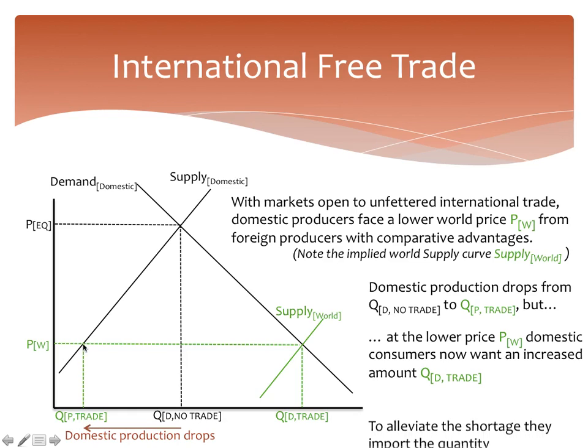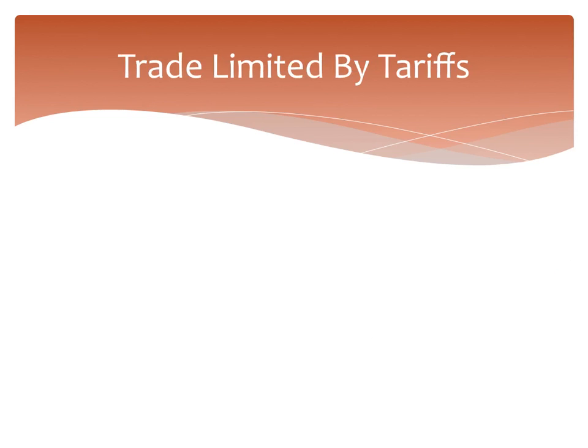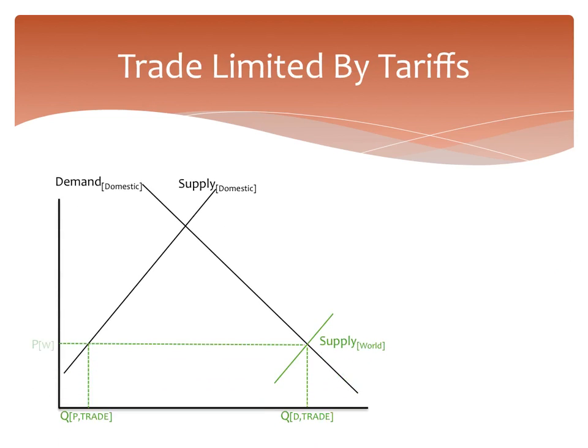Now, there's going to be a shortage that would exist, and that shortage, the difference between QD trade and QP trade, will be satisfied with imports. And so foreign producers are essentially producing that value of goods.